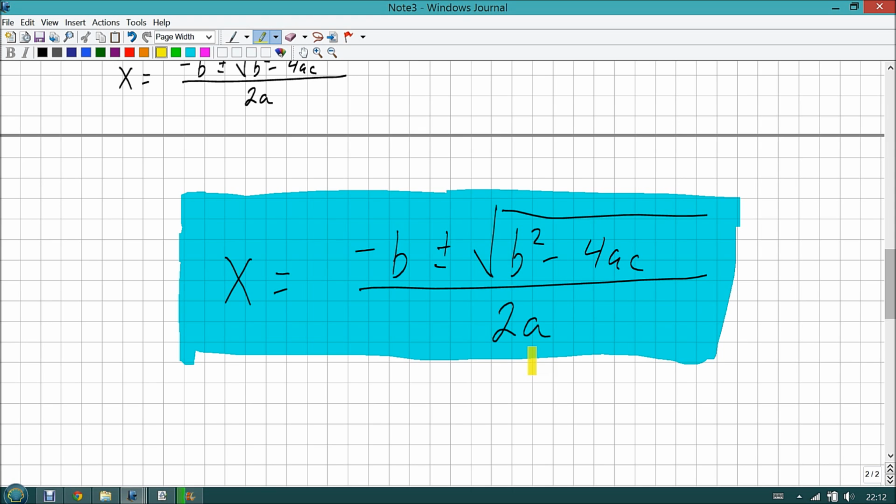So here it goes. X equals minus b plus and minus the square root of b squared minus 4ac all over 2a.